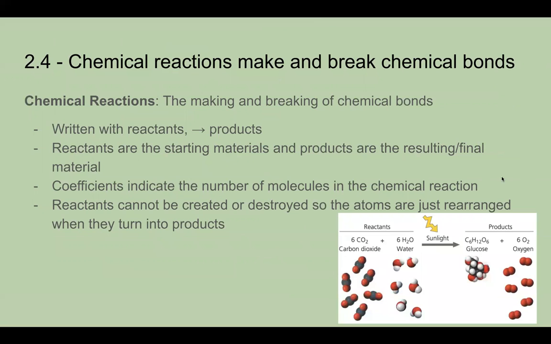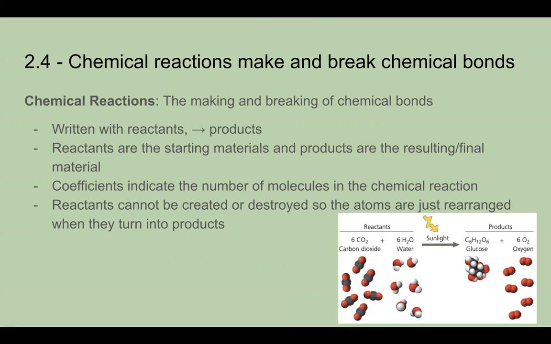Now the last topic we have, 2.4, chemical reactions make and break chemical bonds. So chemical reactions are the making and breaking of chemical bonds, and this is written with reactants on the left, an arrow, and then products on the right. Reactants are the starting materials and products are the resulting final material. Coefficients are used to indicate the number of molecules in the chemical reactions and must be the same on the reactant side as it is on the product side.